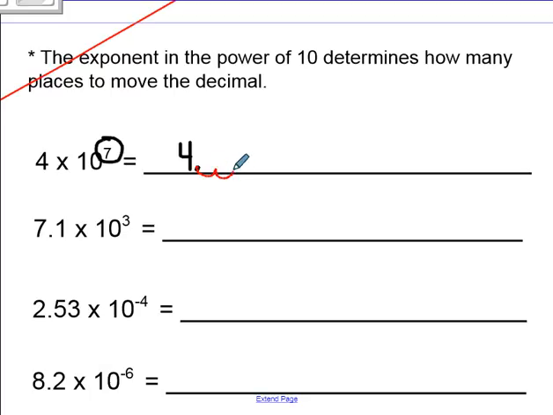So 1, 2, 3, 4, 5, 6, 7. Let's fill in our zeros. And I can put some commas in there so it makes it a little nicer. And I can see that 4 times 10 to the 7th power equals 40 million in standard form. So what I'd like you to do is hit pause on this video and try to do the second problem yourself.